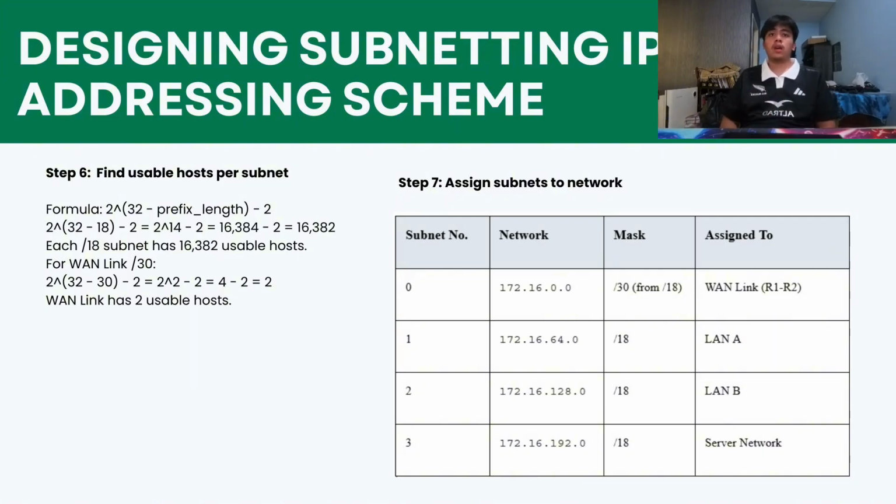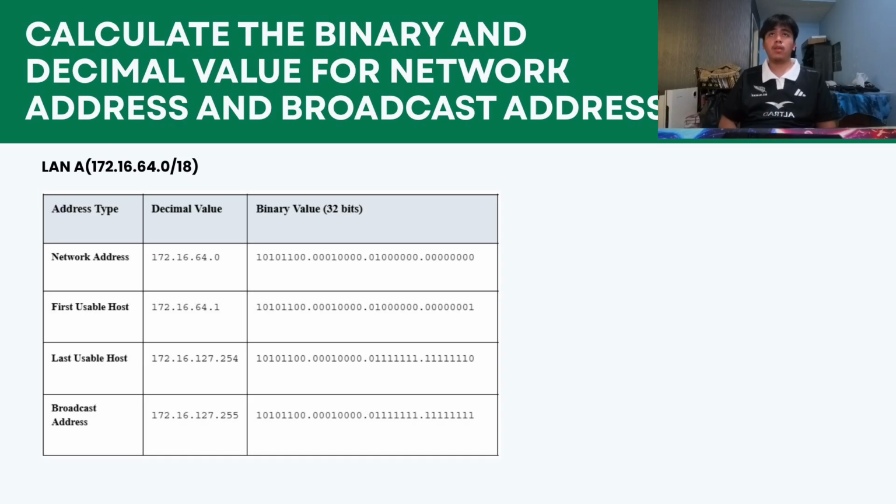So next is how to calculate the binary and decimal value for the network address and broadcast address. So for our LAN A is 172.16.64.0/18. We have the value of the decimal and also the address type. So we just need to change the value into the binary value, which is the 32 bits. So as you can see here, there's a table. It already converted it to the 32 bits.